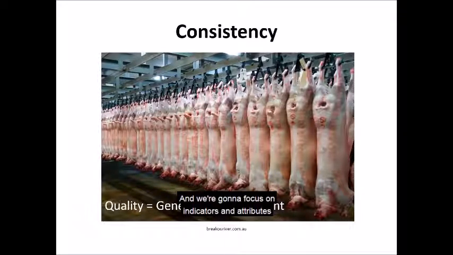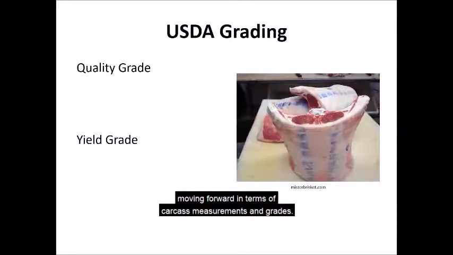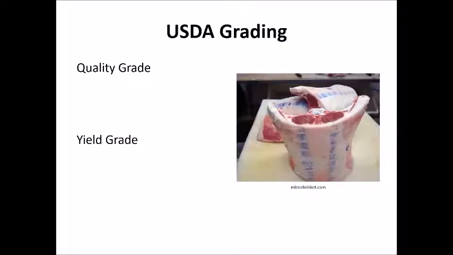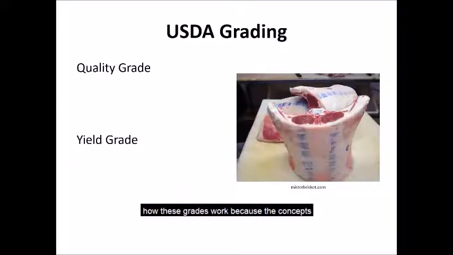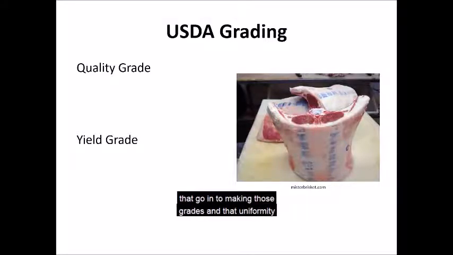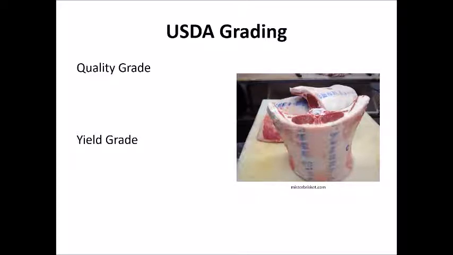And we're going to focus on indicators and attributes moving forward in terms of carcass measurements and grades. The USDA has a grading system. It's quality grade and yield grade. There are not USDA graders in lamb slaughter facilities in Vermont, and it's not likely that there will be. I still think that it's important that you understand how these grades work, because the concepts that go into making those grades and that uniformity of objective selection criteria still matter.